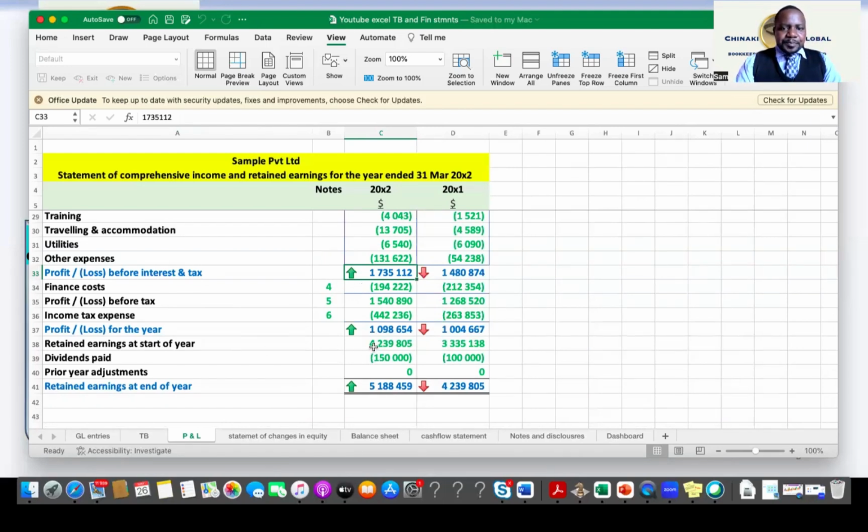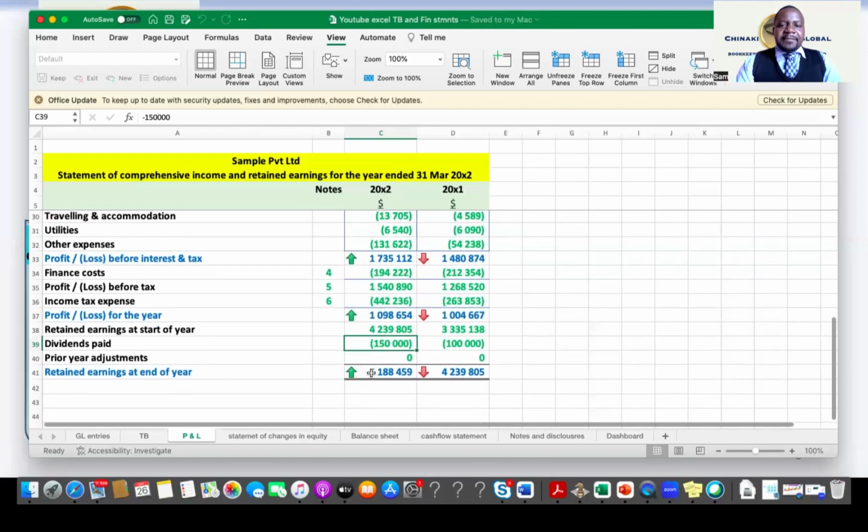Then we can also apply our funds into various aspects. For instance, we need to pay out some dividends or rewards to the shareholders. Then we deduct, for instance, here you are seeing 150, you are seeing 100. This is the amount or the rewards paid to the shareholders or to the owners of the business in the form of dividends. Then the balance was retained into the business.